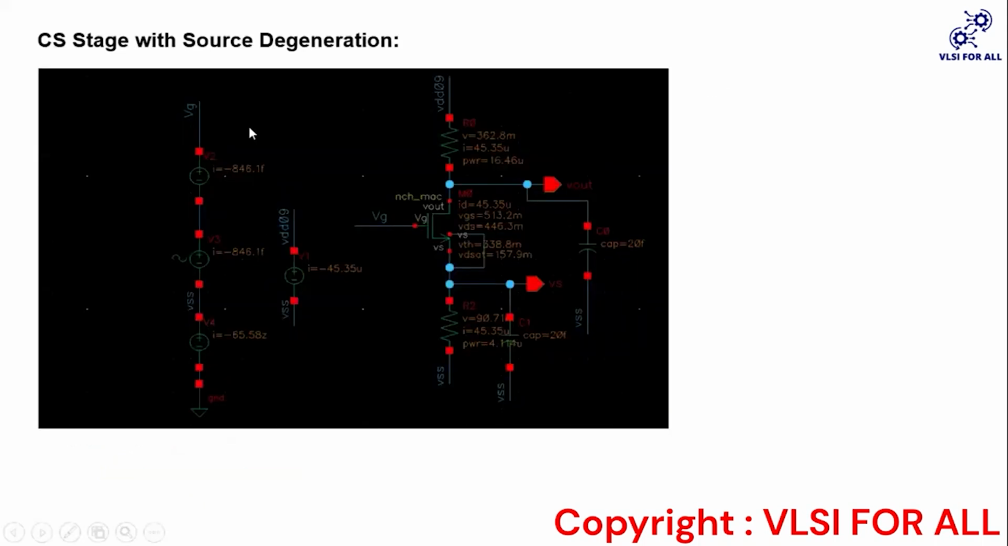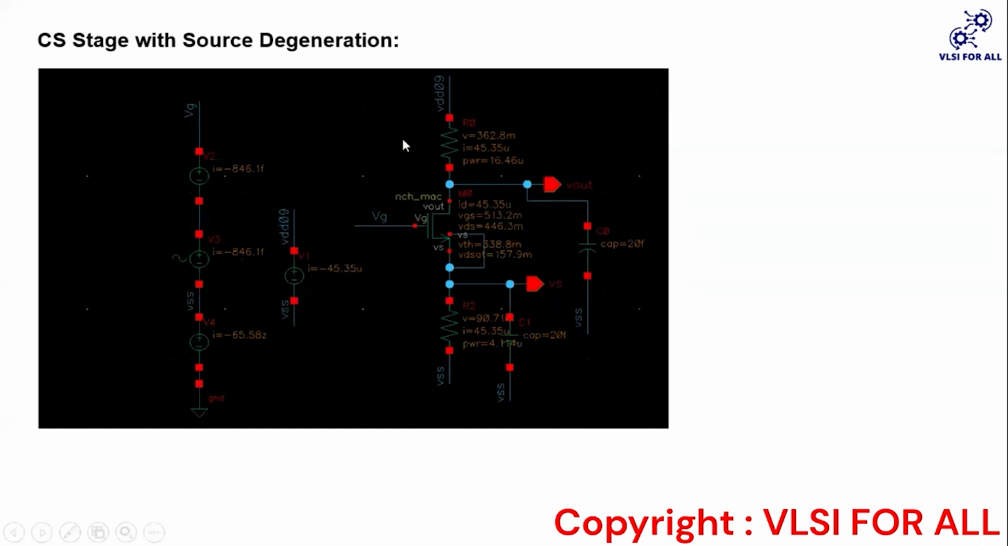Now, this is the last topic, where we are going to use the common source stage with source degeneration. So what is the advantage of this circuit compared to all the others? We are going to see how this circuit linearizes the variation between ID and Vin.